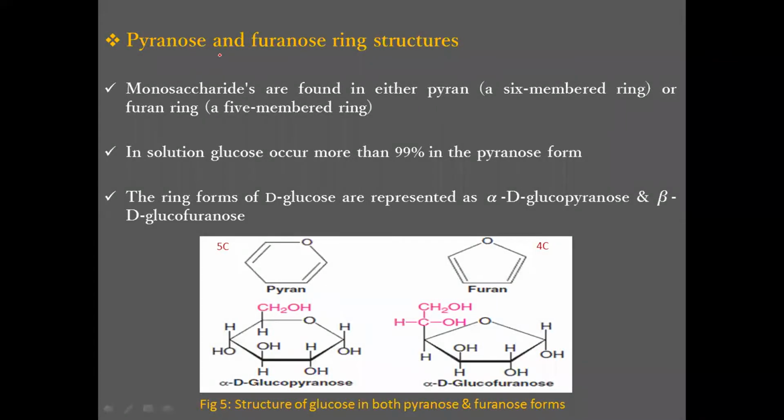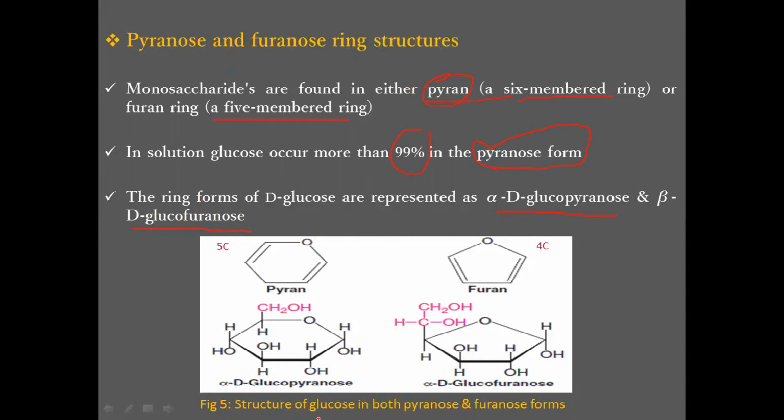Next type is pyranose and furanose ring structures. Monosaccharides are found in either pyran, a 6-member ring, or furan ring, a 5-member ring. In solution, glucose occurs more than 99% in the pyranose form. So in this type, the monosaccharides can either be found in pyran or furan ring structure. The ring forms of D-glucose are represented as alpha D-glucopyranose and beta D-glucofuranose.